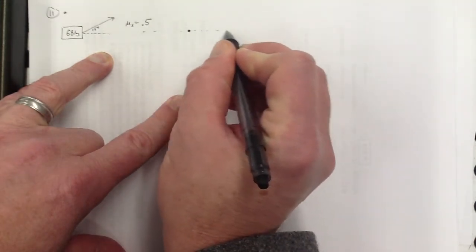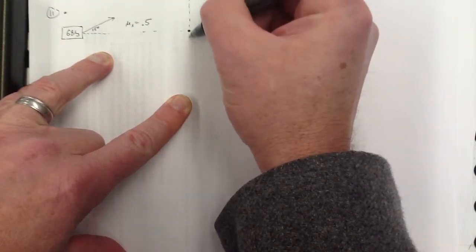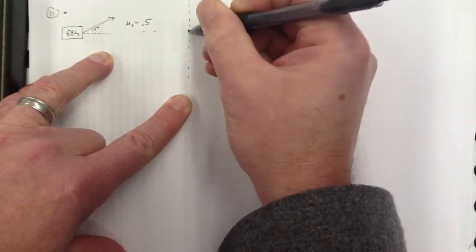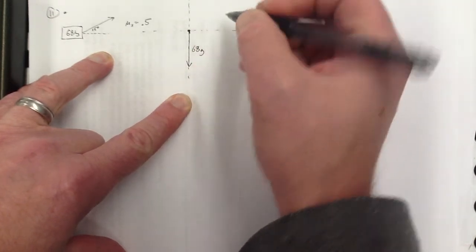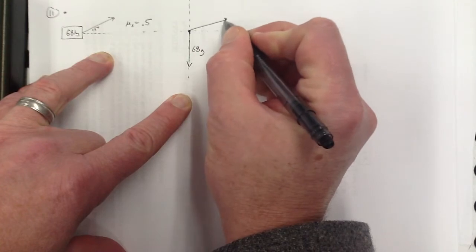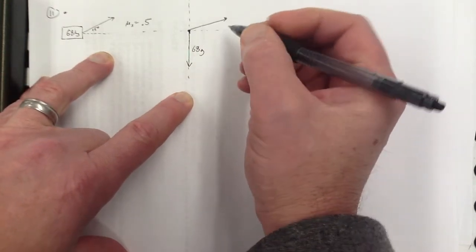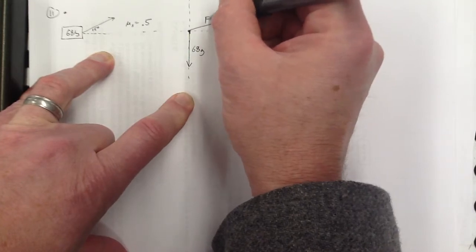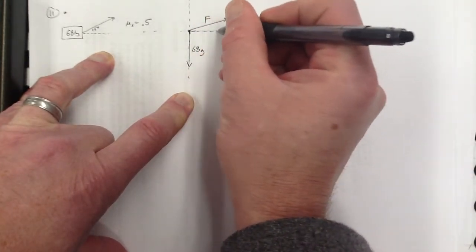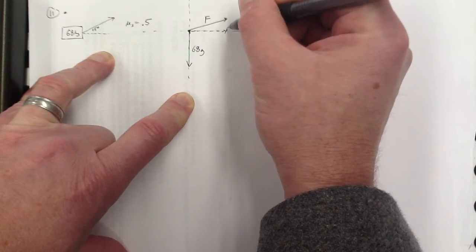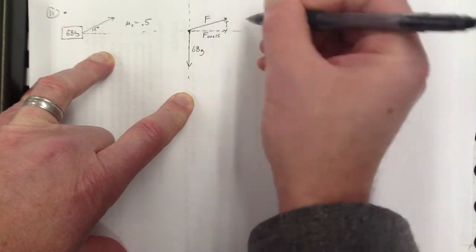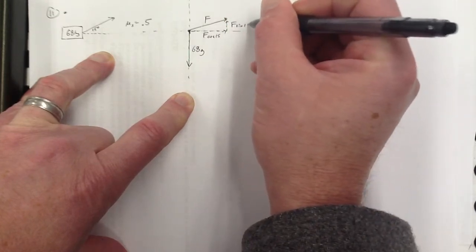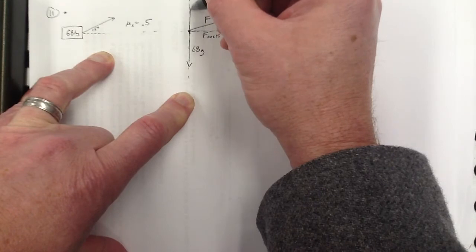This is not on a ramp. Don't be fooled by that 15-degree angle. So all the forces here are going to be lined up with my regular old straight up and down axes. I don't know what this force is. That's what we're looking for. But I do know that this is F cosine 15 and this is F sine 15.